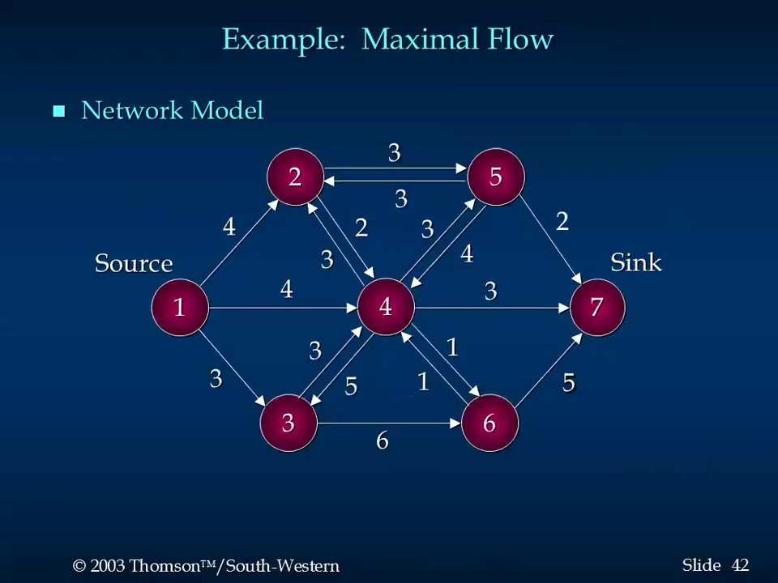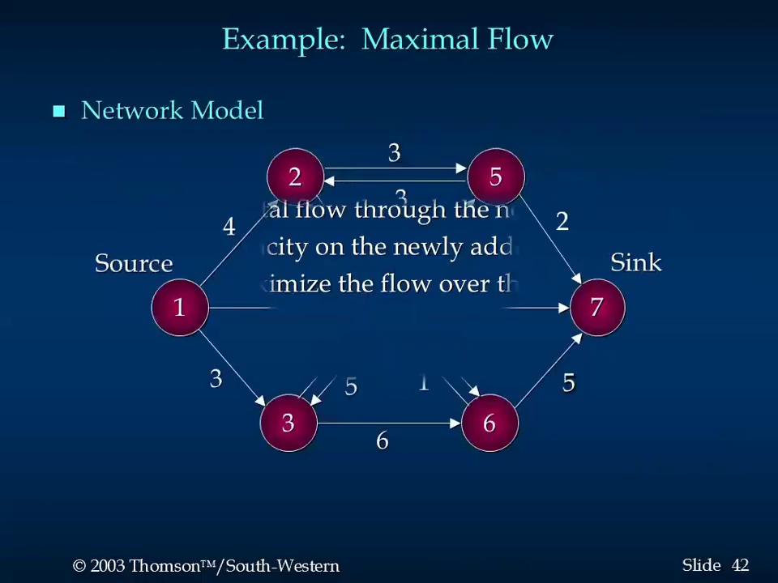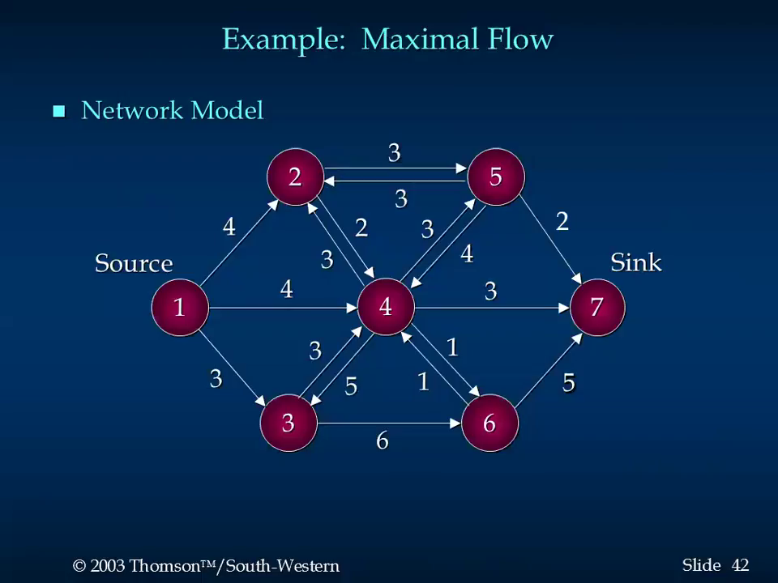Never know. Let's see. All right, so how do we model this? Okay, first let's see what they're saying. Yeah, a capacitated transshipment model is developed for this maximum flow problem. Now, basically, what we're going to do is the following. We're looking at how many units can go from 1 to 7, so we'll send all those units back from 7 to 1.